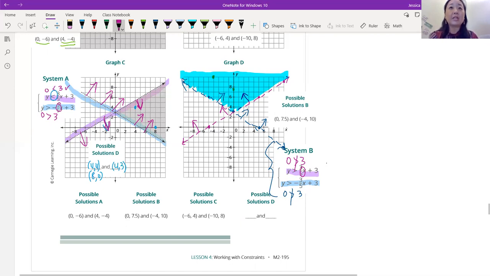All right, again, this is y is greater than. So we're going to be shading up for the purple line, and y is also greater than for the blue line, so again shading up as well. The only section that both of them overlap in is going to be this top area.